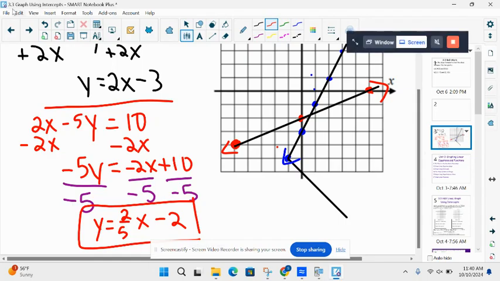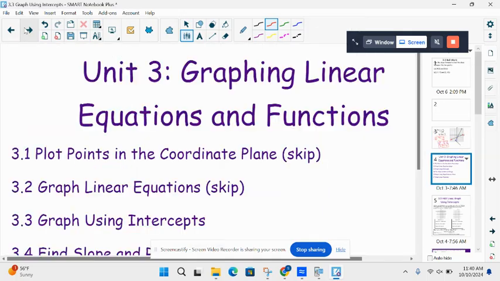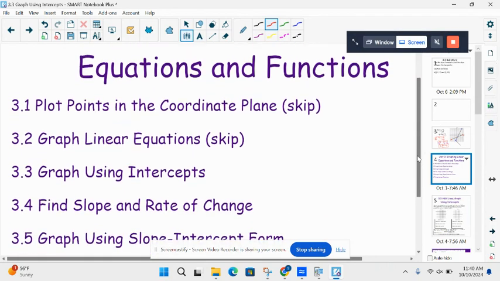Okay. We'll continue. So in chapter 3, it's all about graphing linear equations. So we're skipping 3.1 and 3.2 because we covered them yesterday in our IXL. So it's just plotting points on the coordinate plane and then graphing linear equations. And those are things that we just review because you learned them last year.